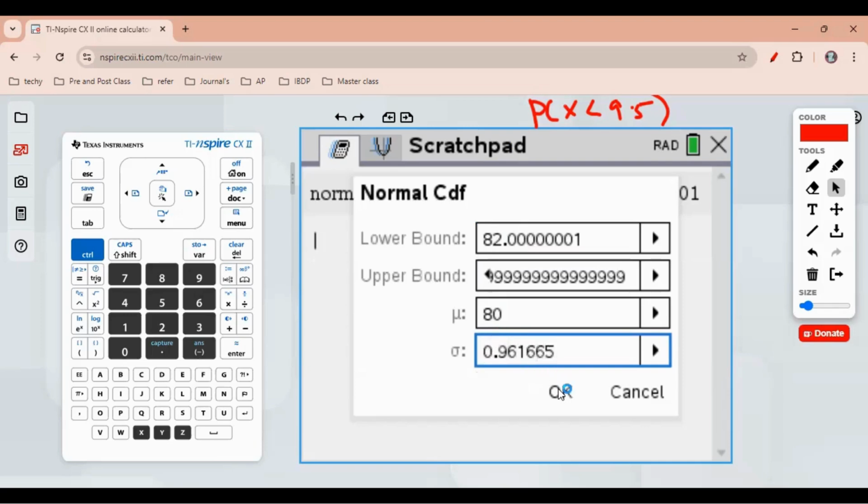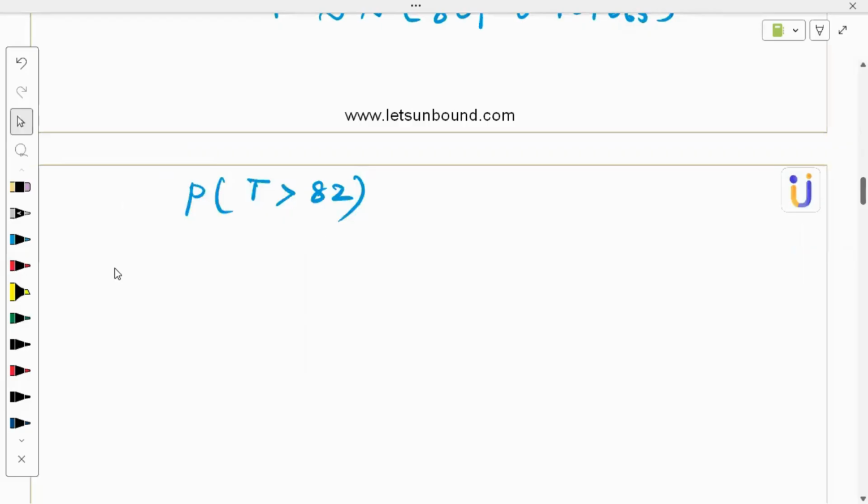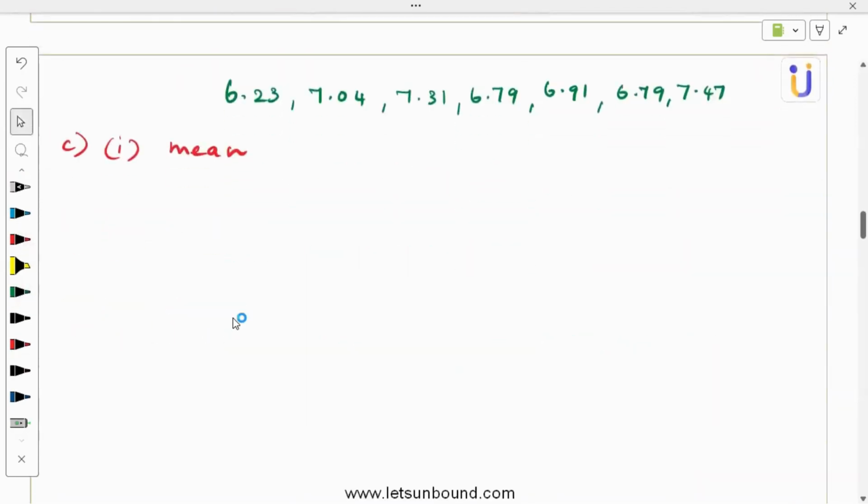That's it. Click OK. And we got 0.018775. This is the probability, right? Moving to the solution page. So I got the result and it is 0.018775. Right? That's simple.